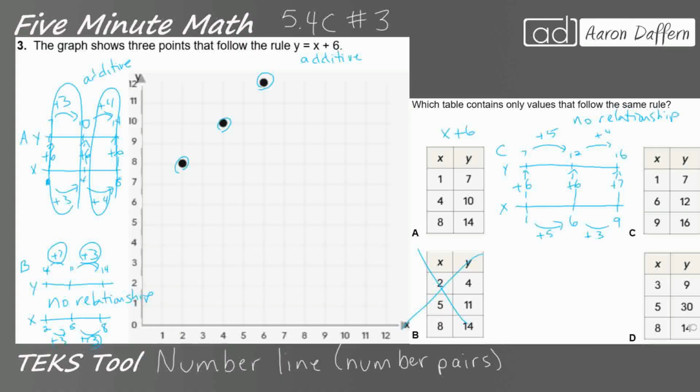Let's also check D. It's not going to work. So our y's are going to be 9, 30, and 14. 9, 30, and then 14. And then our x is going to be 3, 5, and 8. Well, that's just going to be weird because look at that. That's a plus 2, plus 3. This is a, goodness, what is that? A plus 21? And then we've got a minus 14. It goes backwards. That makes no sense. So our answer is A.